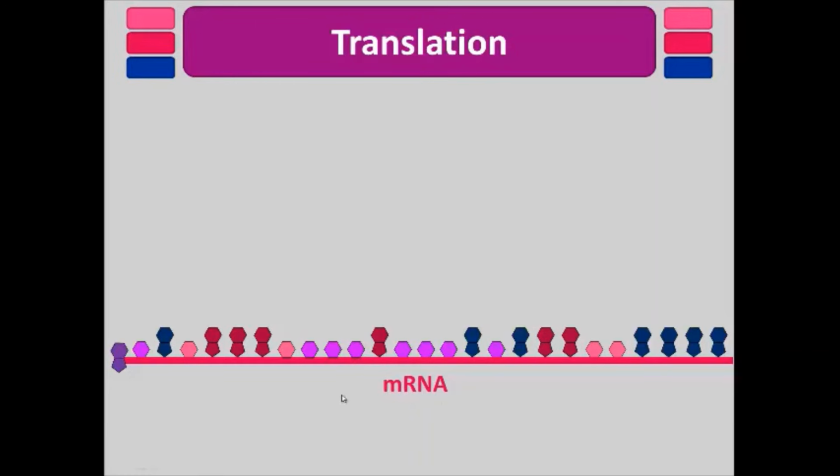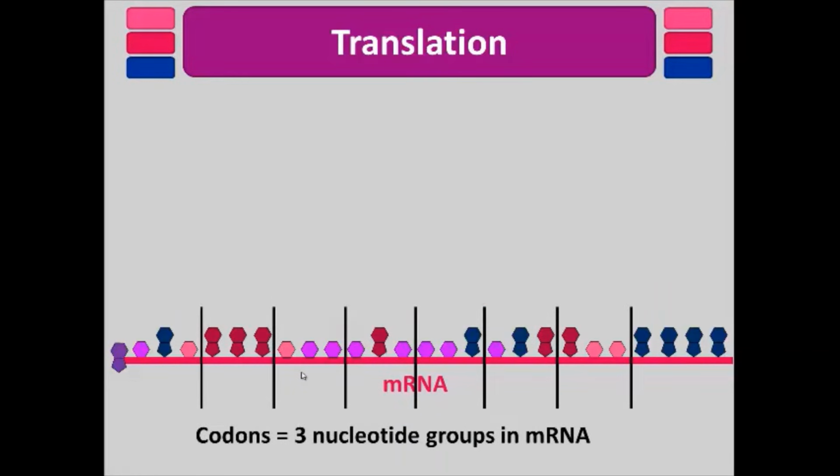Unfortunately, there are only 4 nucleotides in the mRNA sequence, but there are 20 amino acids in the protein language, meaning that if each nucleotide designated only 1 amino acid, there would be 16 amino acids left out of the translation process. Fortunately, the messenger RNA is not read 1 base at a time, but in groups of 3 bases called codons.